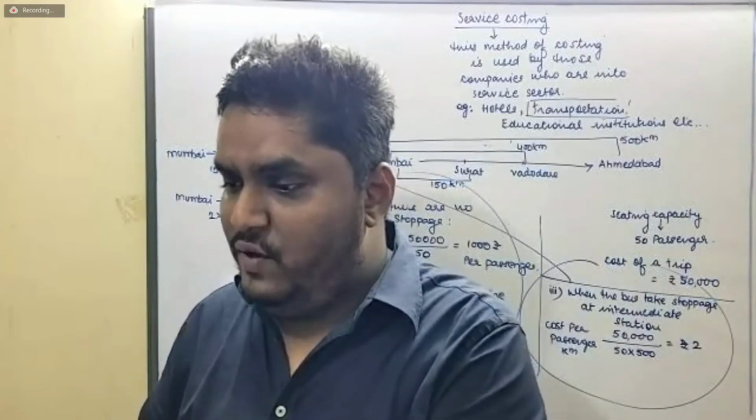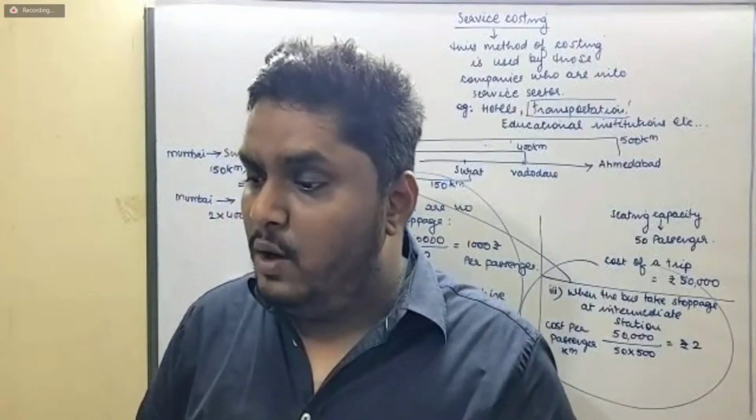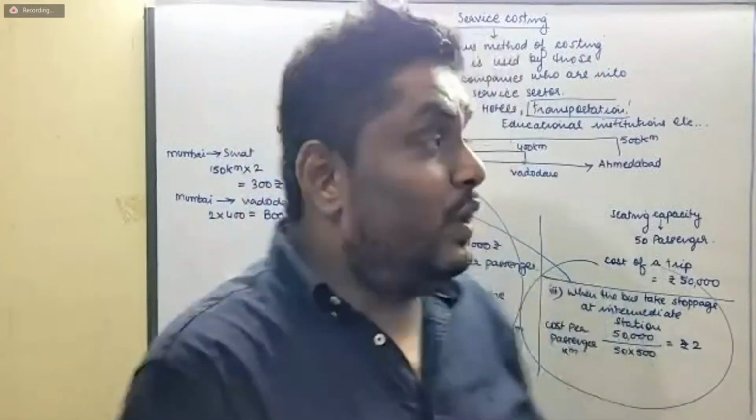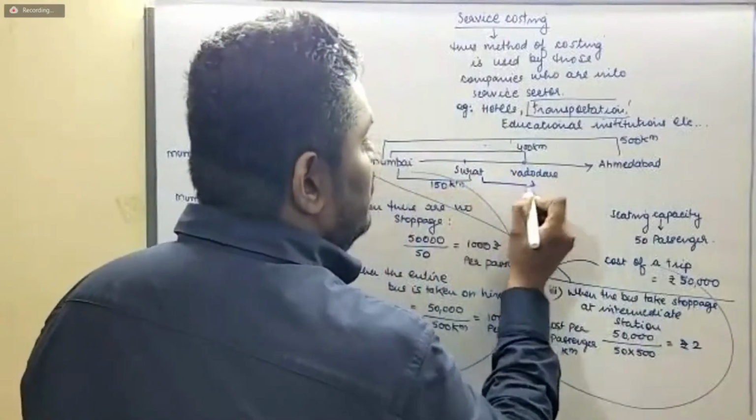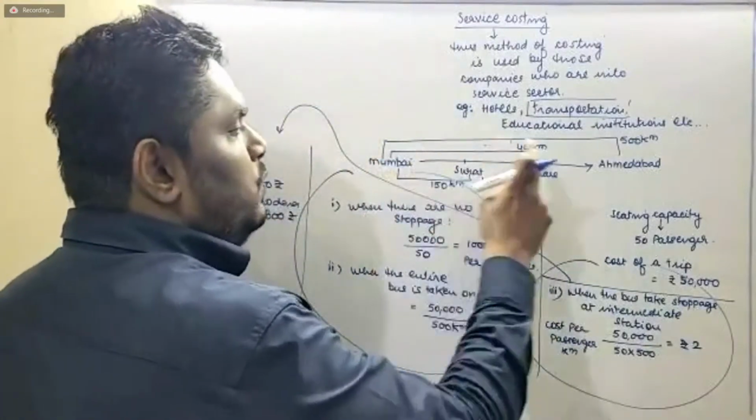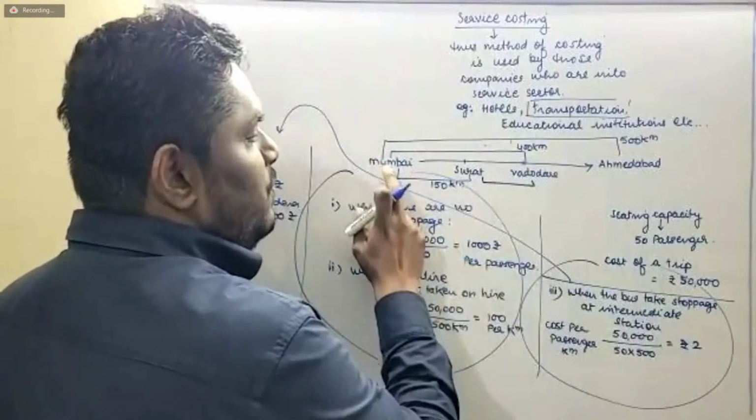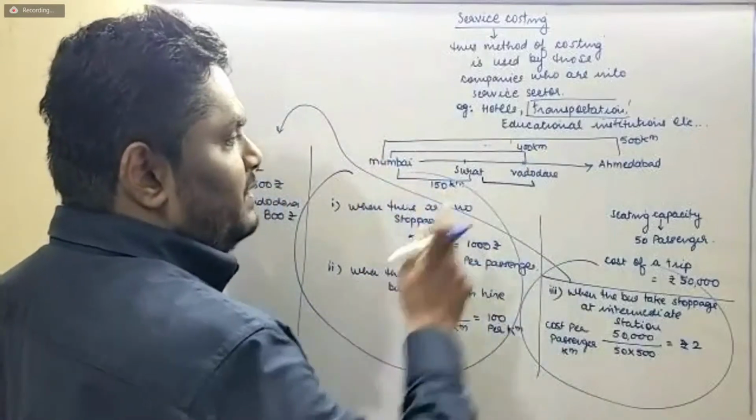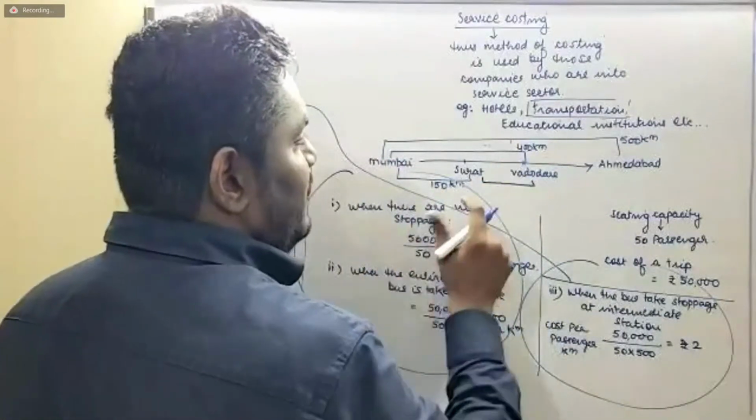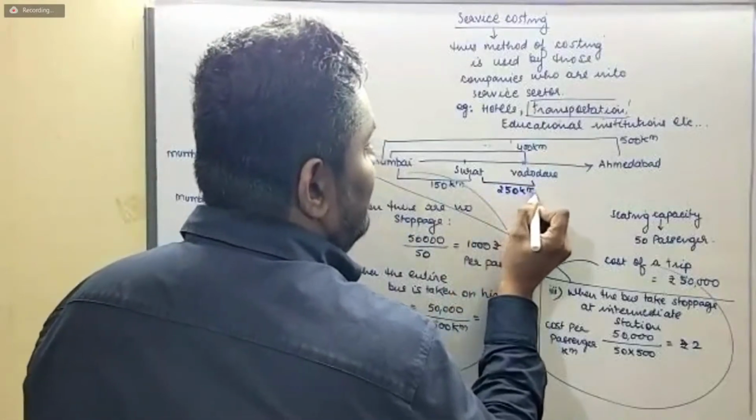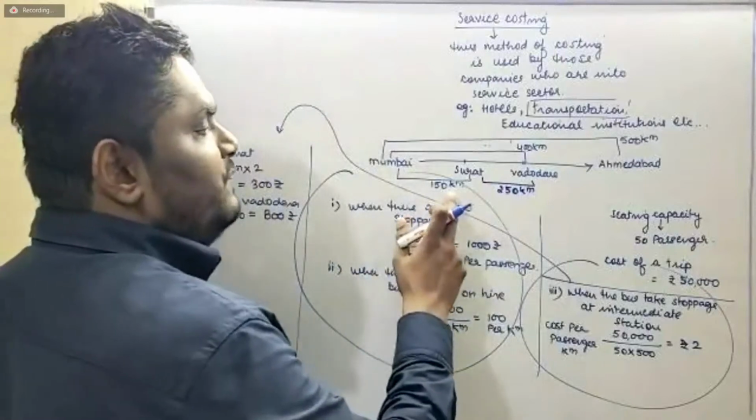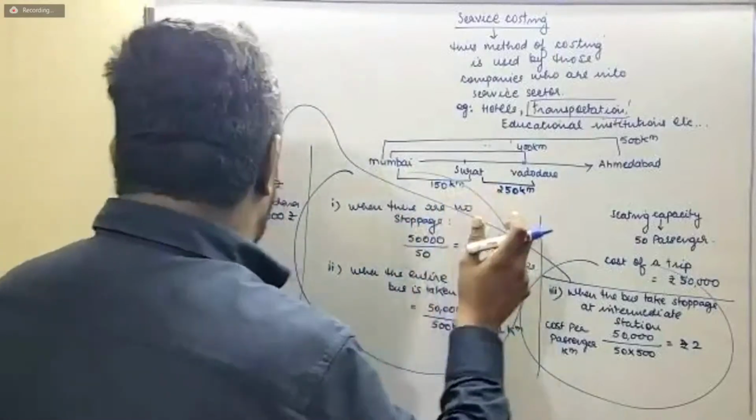Okay, so there is a query from Sri Lakshmi sir. What about Vadodara to Surat? Surat to Vadodara. So herein, the distance from Surat to Vadodara will be how much? Mumbai to Vadodara, it is 400 kilometers. Mumbai to Surat, it is 150 kilometers. So how much will be the distance from Surat to Vadodara? 250 kilometers. The distance from Surat to Vadodara will be 250 kilometers.